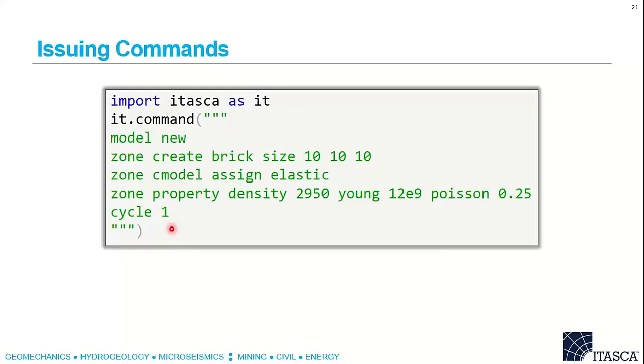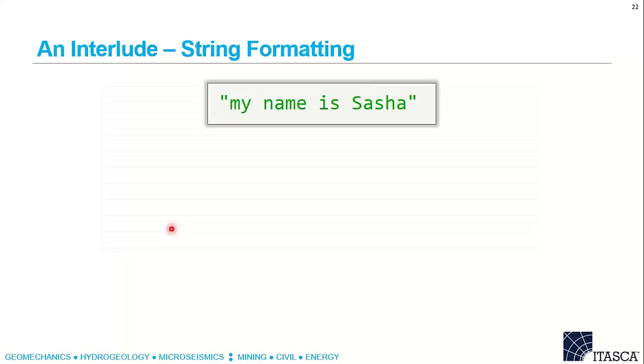As an interlude, it can be very powerful when calling commands within Python to create command templates with string formatting. As an explanation of what string formatting is, you can represent this phrase, "my name is Sasha," within Python just as an entire string. However, if you wanted to make the name of the person more variable, you can use string formatting to base it off of some variables within your Python script.